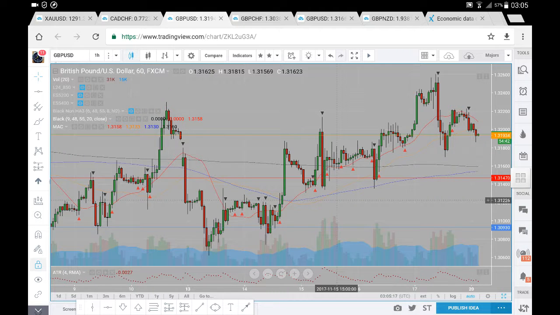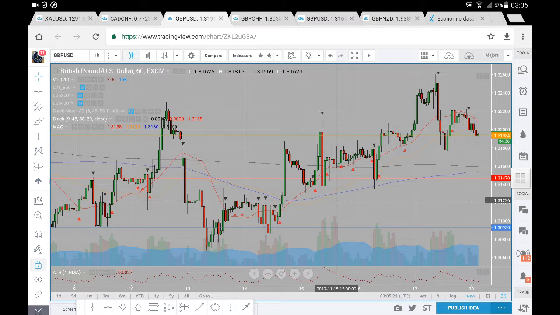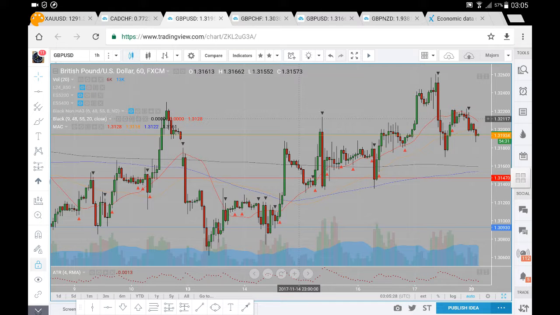So this is the pound USD analysis for Monday 20th of November. Now, let's just have a look at what happened with prices on the 17th. So we're just going to have a quick look here. So the 17th, we're just going to mark it on the chart.